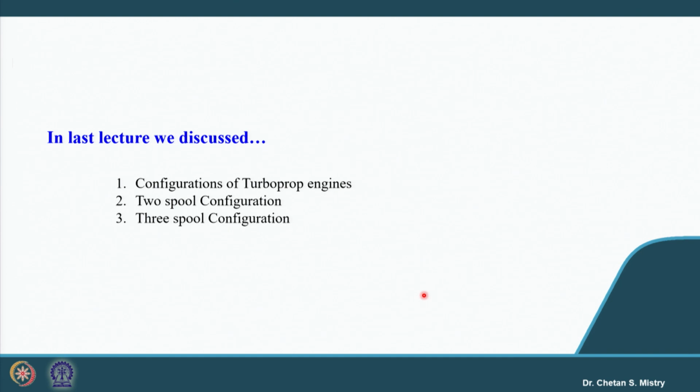In the last lecture we were discussing different configurations of the Turboprop engine. In detail we discussed the 2-spool configuration. We also discussed the 3-spool configuration. And we realized there are different kinds of configurations possible in terms of how the spools are connected with the compressor. And for the compressor also we have seen there are different possibilities.